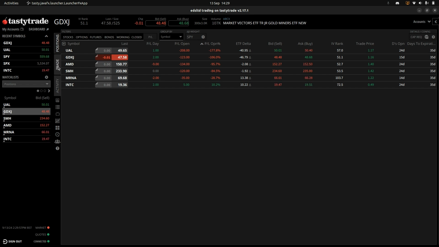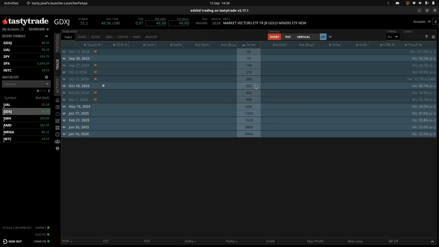So we want to see where we are in the options cycle. As we can see here, if we just pull up something like GDXJ, we've got the weeklies denoted in the orange W, and then we've got the monthly expirations, which is just everything else. Our first monthly expiration is September 20th. That is a bit too close, 7 days away, so we will go to the next one out, October 18th, which is 35 days away. So now we know we're going to be about 35 days out in time, okay?